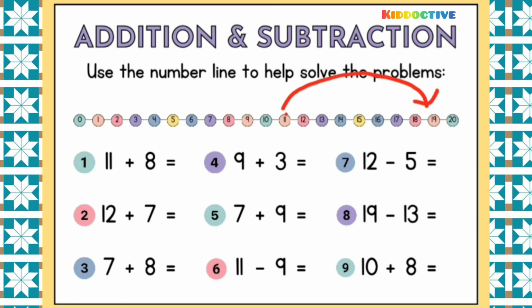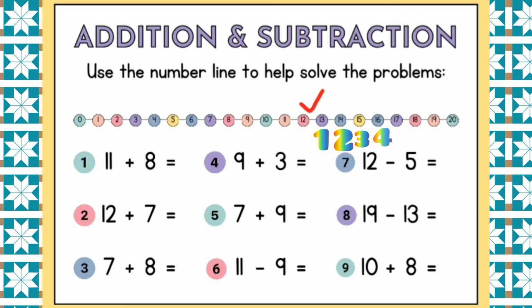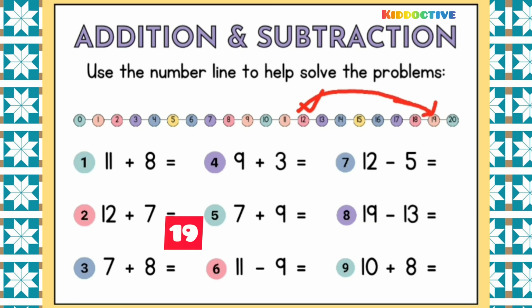12 plus 7. Can you show me the number 12 in the number line? Yes, this is the number 12. We are going to add 7. So 1, 2, 3, 4, 5, 6, 7. So 12 plus 7 equals 19. Now you are going to do the rest.